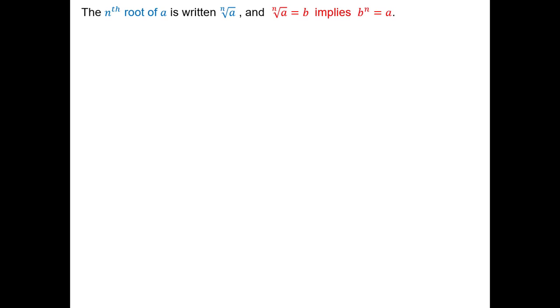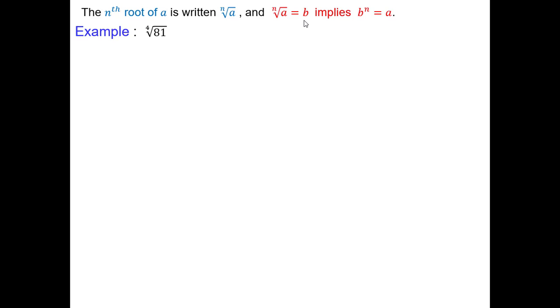So in general, if we wanted to find the nth root of a, which is denoted by this symbol of the nth root of a, and we say that the nth root of a has some answer called b, then all that means is that b to the power of n will equal a. So we can see this a little more accurately when we look at this example.